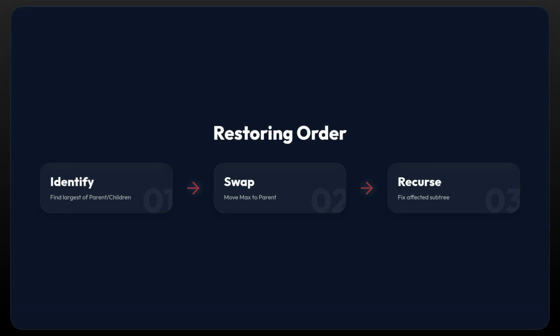When the order is broken, we run a procedure called Heapify. First, we identify if a child is larger than the parent. If so, we swap them. Then, we recursively check the affected subtree to ensure the change didn't break order further down.